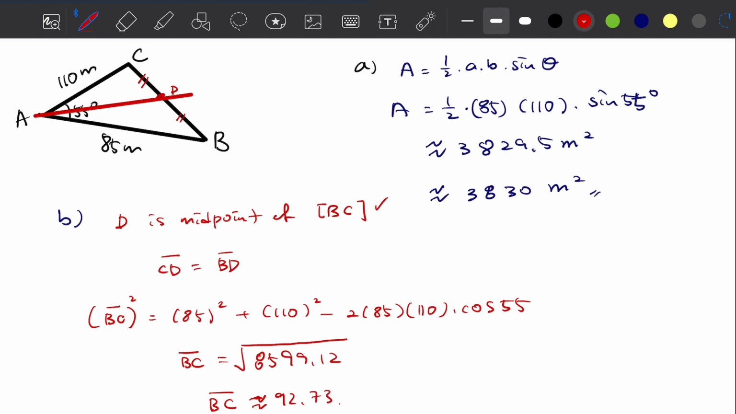Then I can say that since the farmer would like to divide the field into two equal parts by constructing a straight fence from point A to point D on the line BC, and since point D is the midpoint of the line BC, the line CB is equally divided, and the length of the line CD is equal to the length of BD. And this is the assumption to make to divide the field into two equal parts.